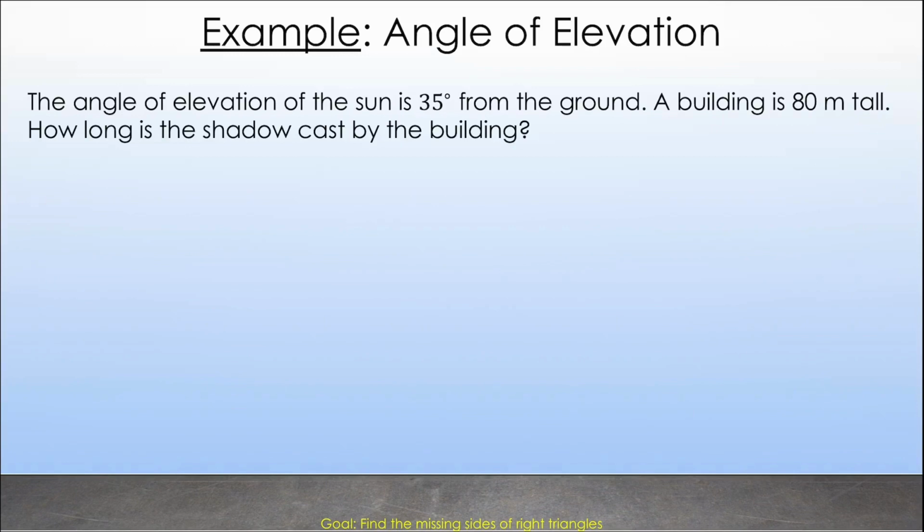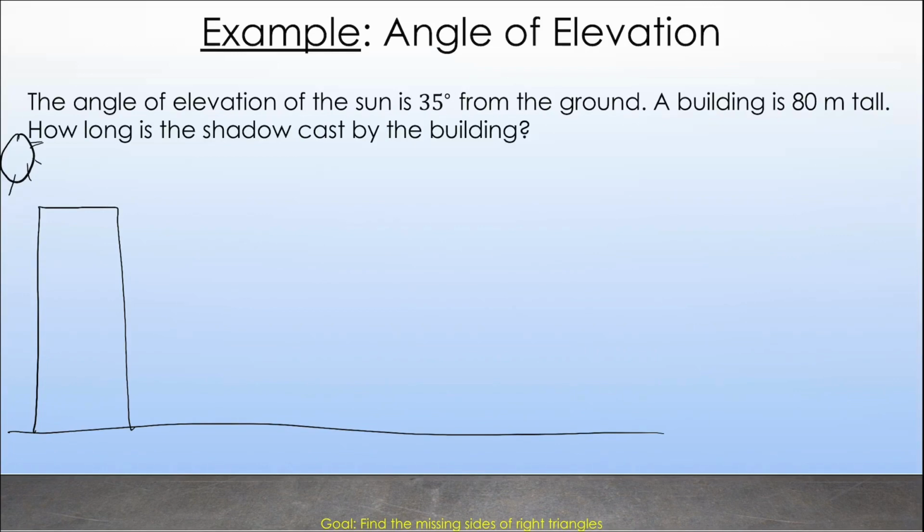Alright, so angle of elevation. The angle of elevation of the sun is 35 degrees from the ground. A building is 80 meters tall. How long is the shadow cast by the building? Okay. So we have a building. We have the sun. And I have this angle of elevation. So the angle of elevation is this angle right here, which is going to be 35 degrees. We know this is 80 meters tall. And it wants to know how long is this shadow.